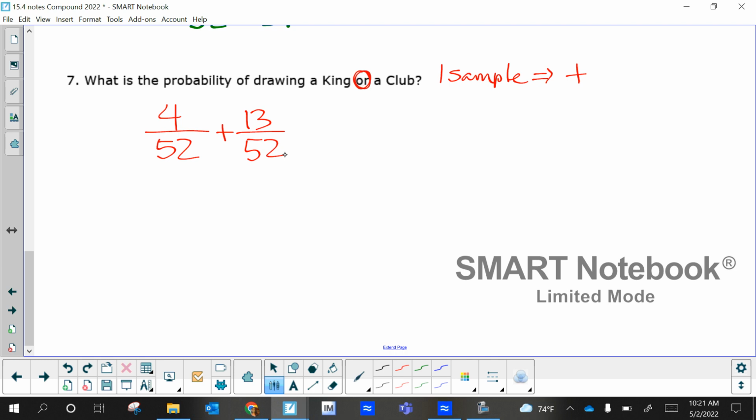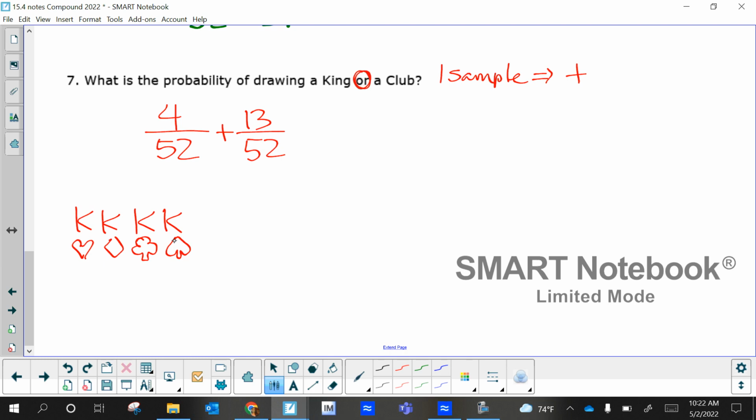Well, let's think about that. There's 4 kings. You know why there's 4 kings? Because you have one of each suit. You have a heart, the diamond, and then the club, and then the spade.